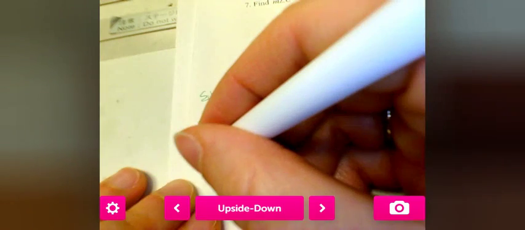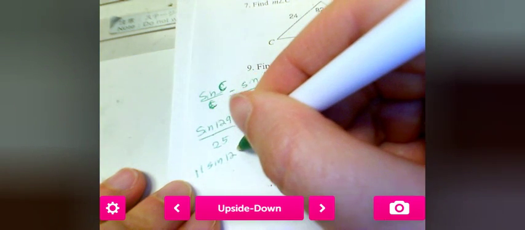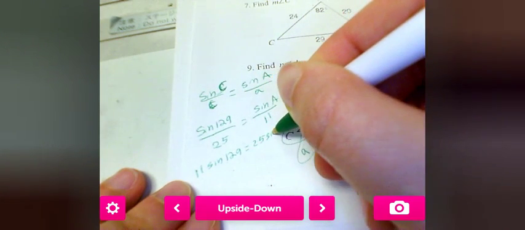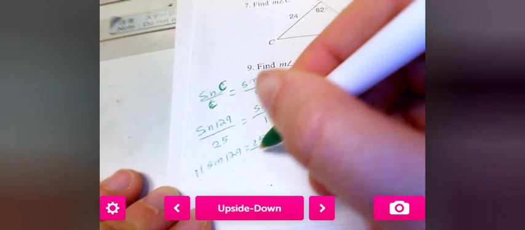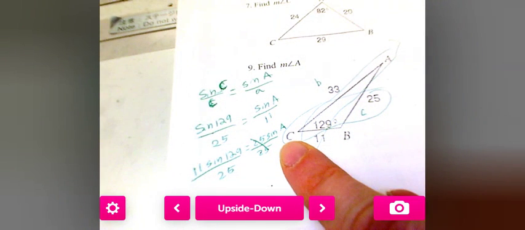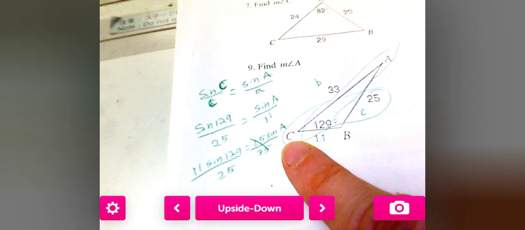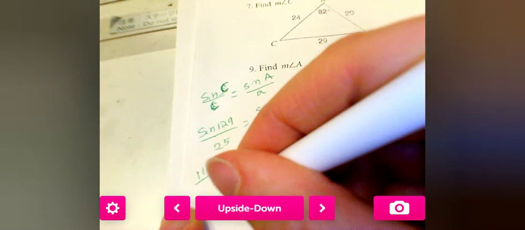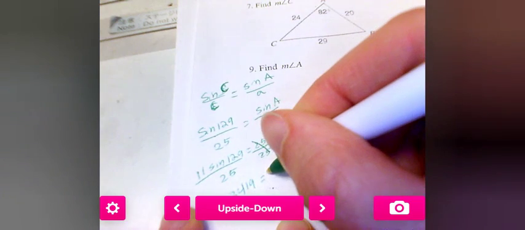So now I'm going to cross multiply: 11 sine 129 equals 25 sine A. I'm going to divide by 25. You can't take the sine with it because it's in front of the 25. So now I'm going to put that in my calculator. I'm going to hit control divide to make that fraction. 11 sine 129 over 25. And I get a funky number. It looks like 0.3419 equals sine of A.